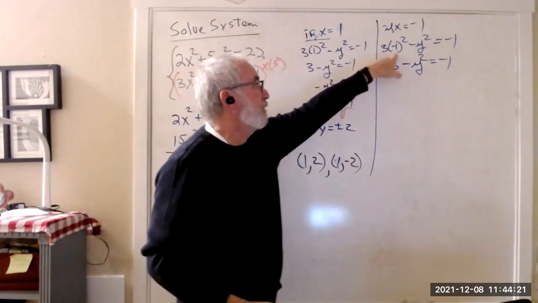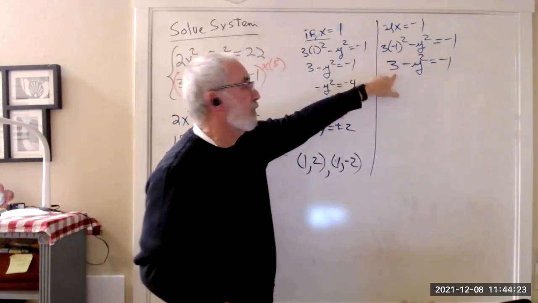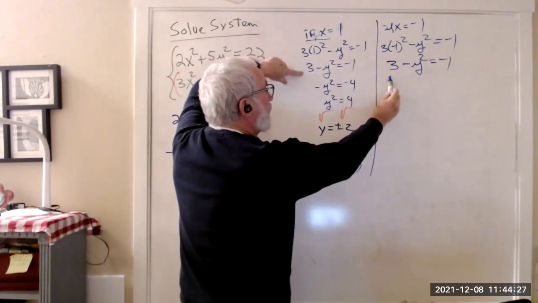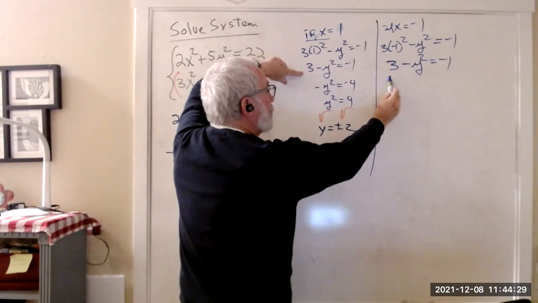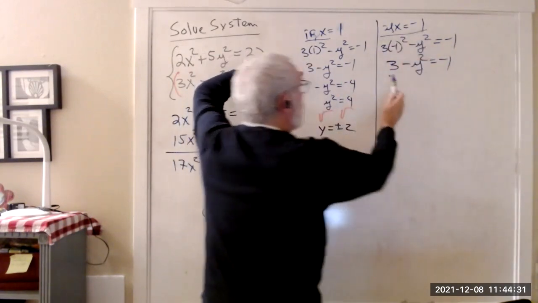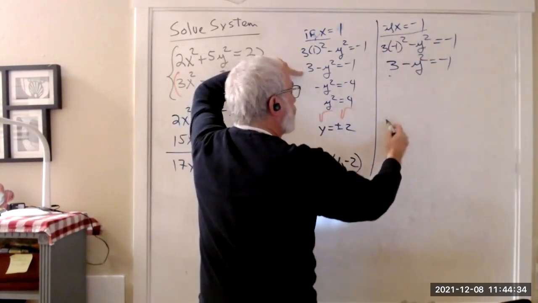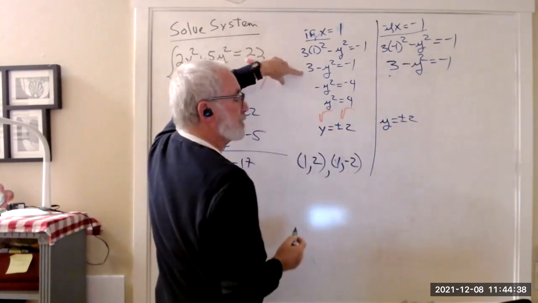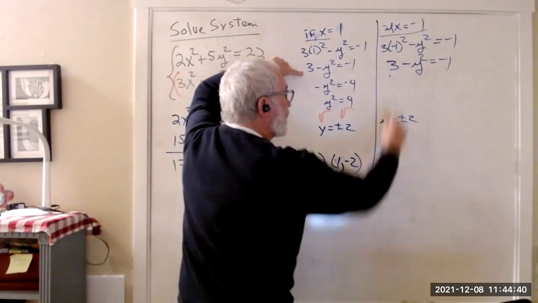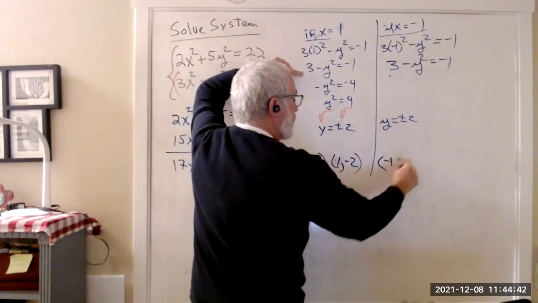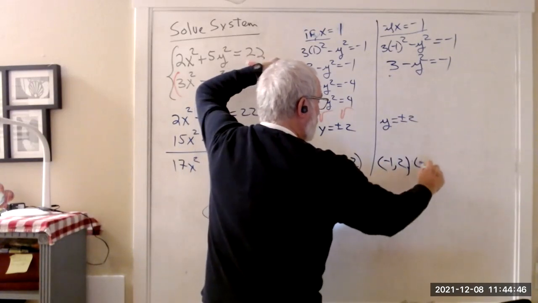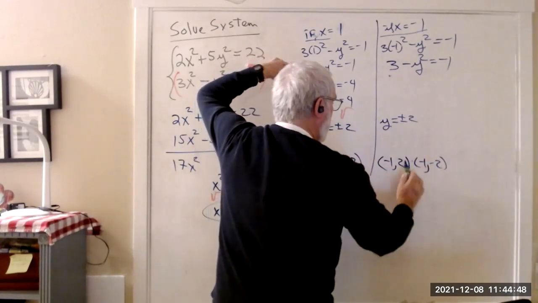Notice -1 squared is 1 times 3 is still 3. At this point, the two problems are exactly the same. So when x was -1, we're going to get two answers. We're going to get the same two answers. Y is plus or minus 2. So when x is -1, we have a 2, or when x is -1, we have a -2.